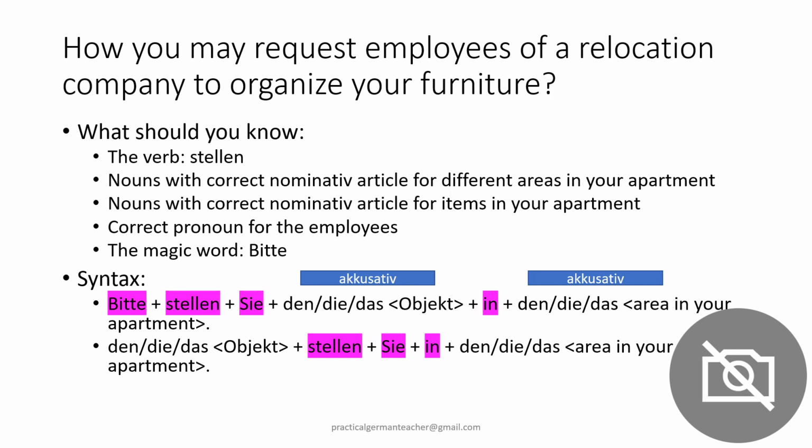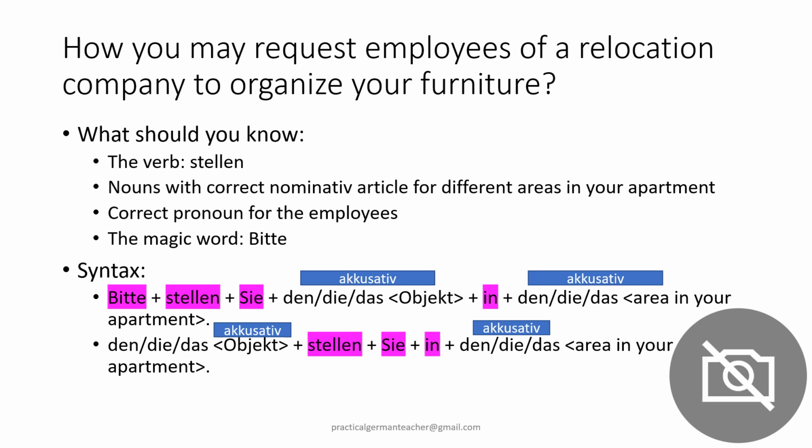You don't necessarily have to use the word bitte. If you don't want to do it, then the second sentence gives you the syntax without using the word bitte. Again, remember to make sure that the articles of the object and the room are in accusative, if there is any article.